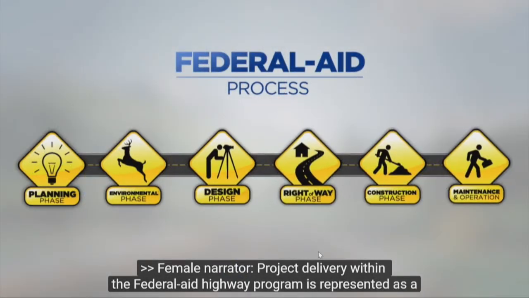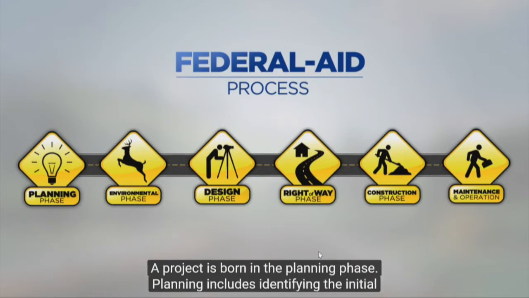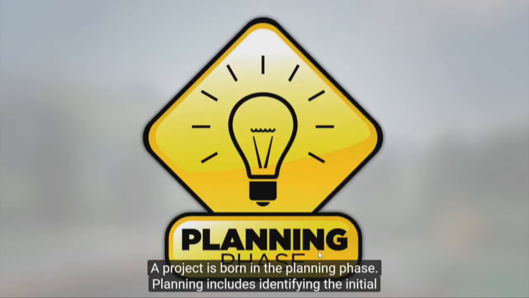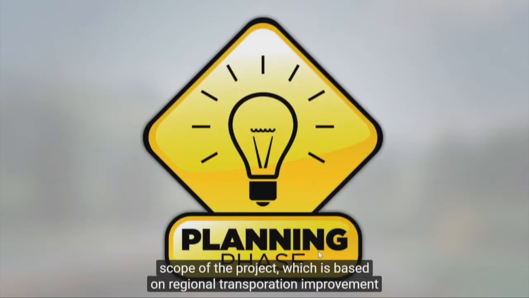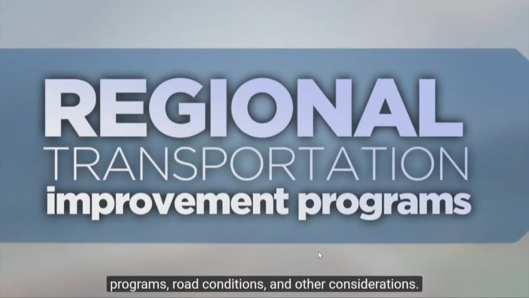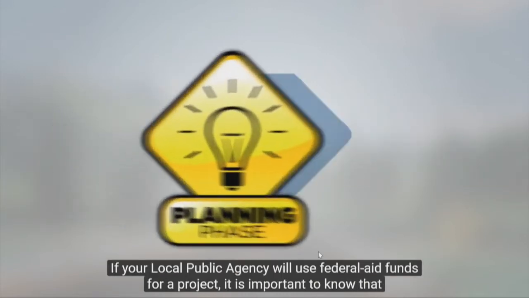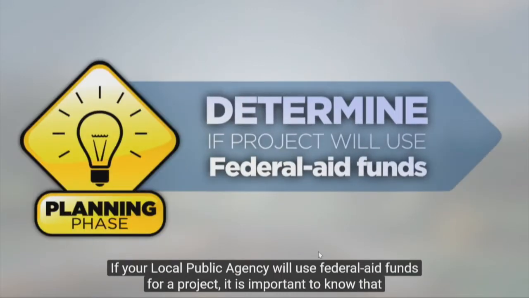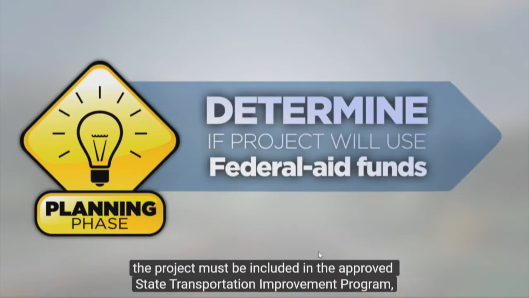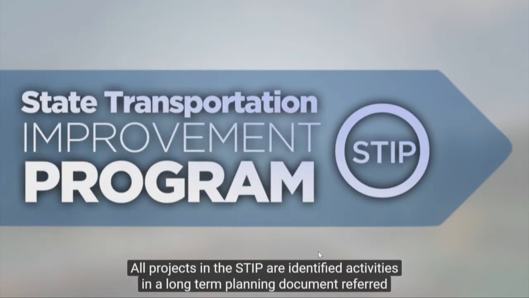Project delivery within the Federal Aid Highway Program is represented as a series of interconnected phases that can affect each other. A project is born in the planning phase. Planning includes identifying the initial scope of the project, which is based on regional transportation improvement programs, road conditions, and other considerations. If your local public agency will use federal aid funds for a project, it is important to know that the project must be included in the approved State Transportation Improvement Program, otherwise known as the STIP.